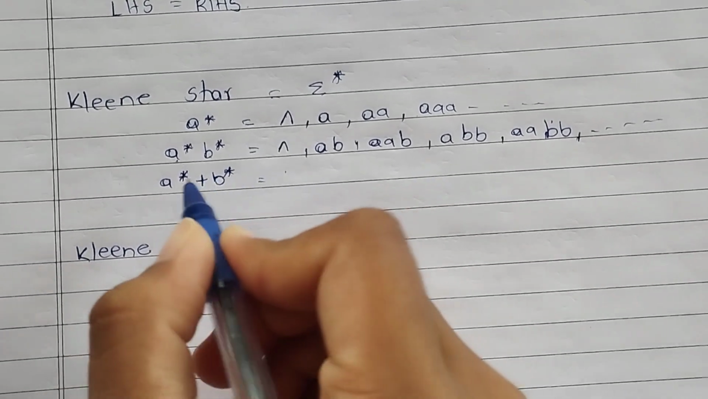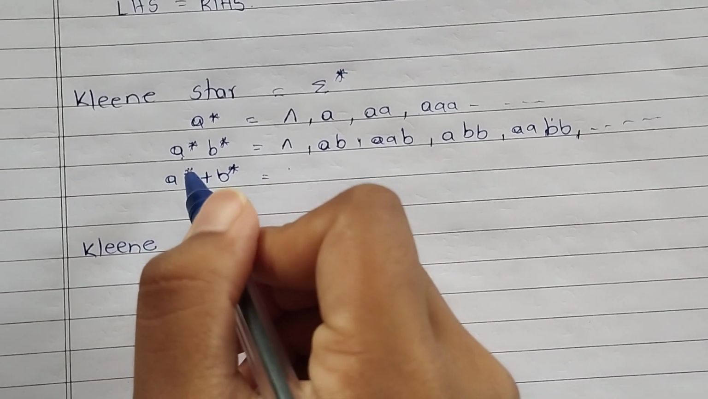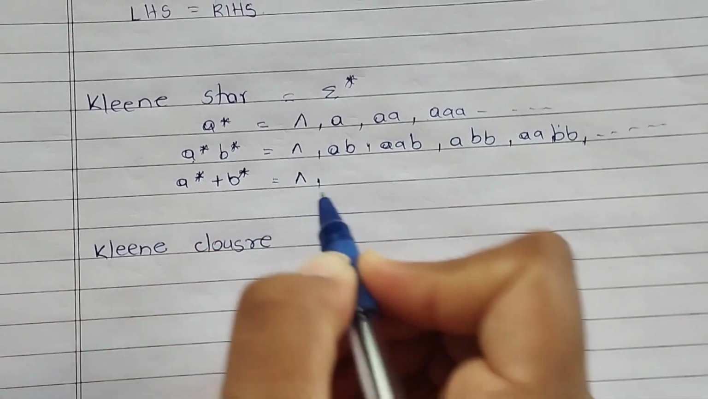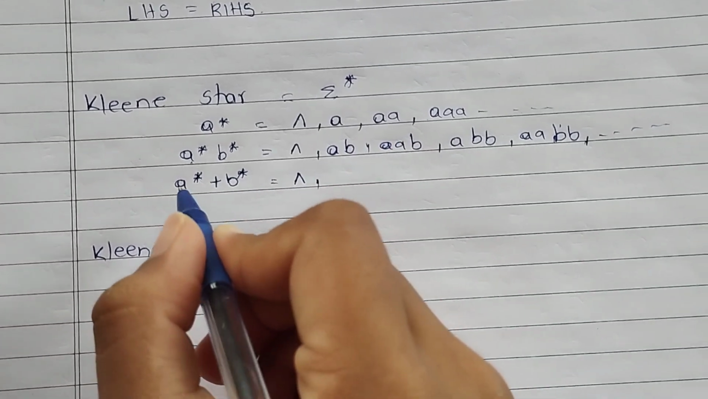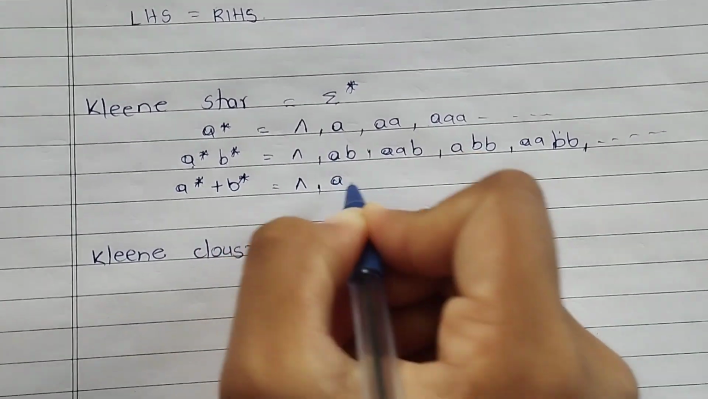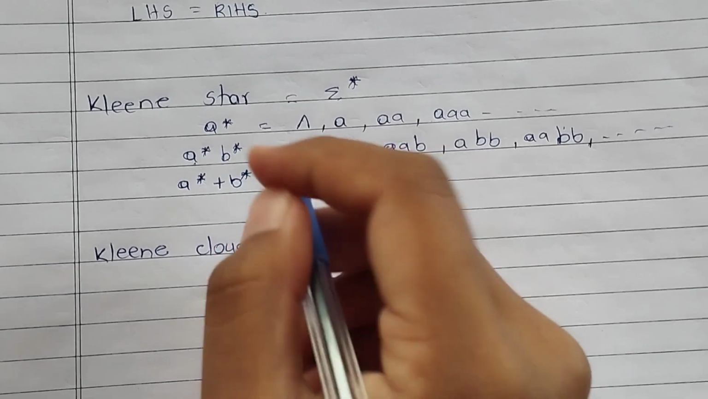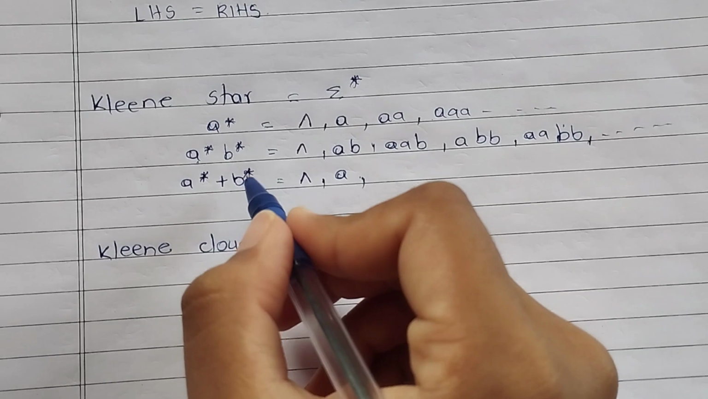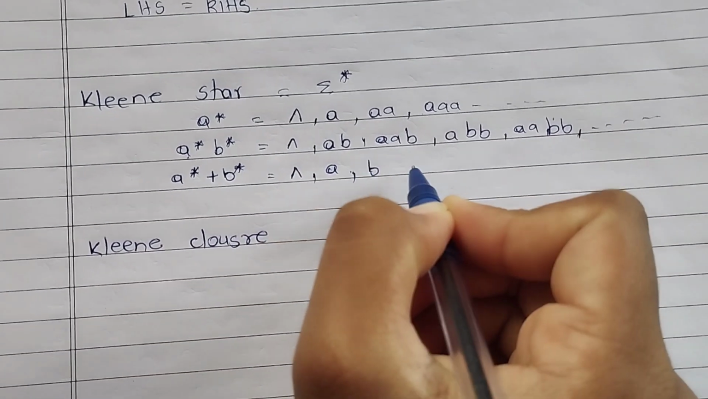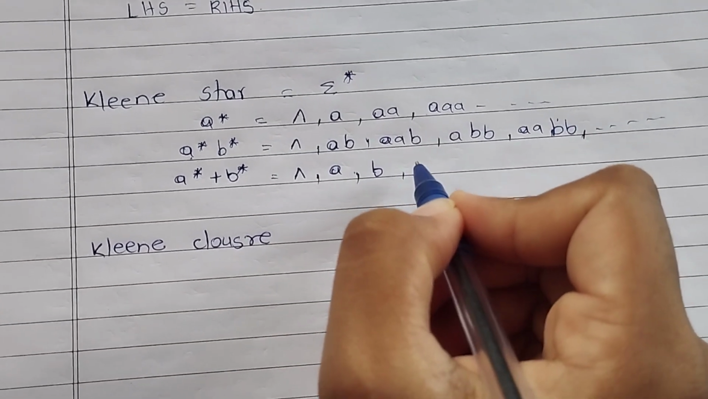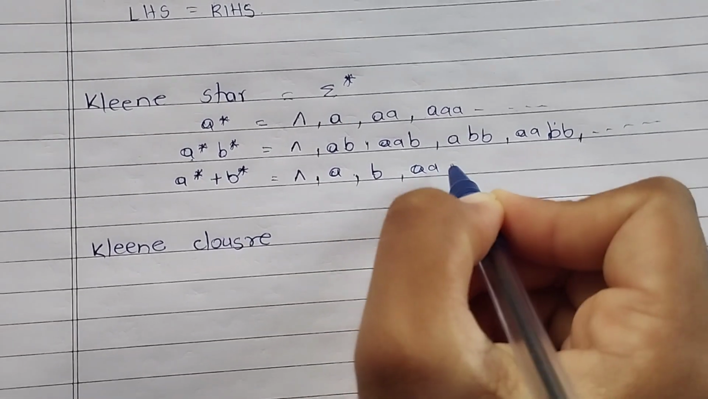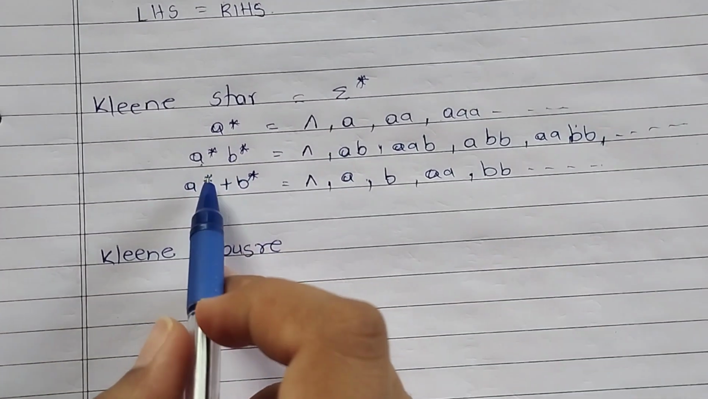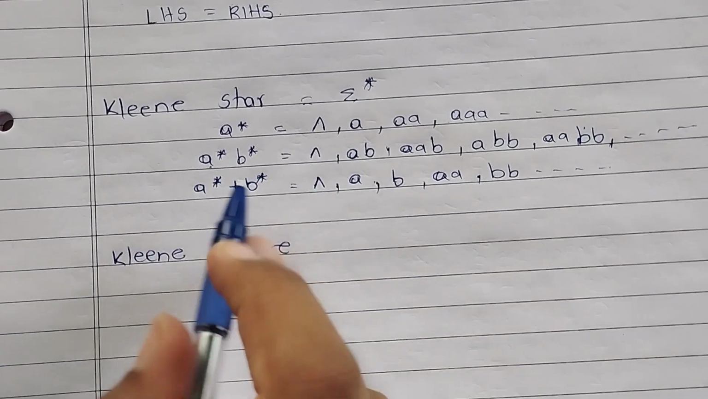So this can be null. Let's suppose A star is null, B star is also null. So this is null. Or A star only, means single A, not B. We don't consider both, only one A. Now the second time we consider only B. So this is B. Again we consider double A only. Next double B only. So this is the combination of A star plus B star, not both.